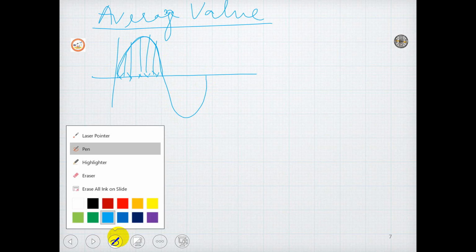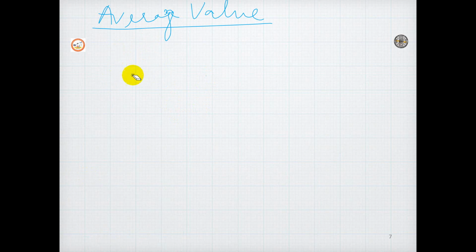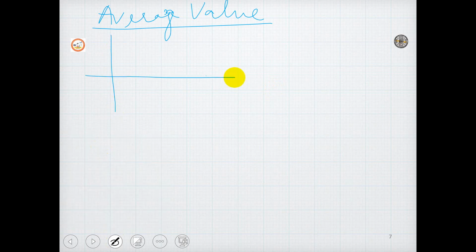For that, consider one small portion to take the average of the positive cycle. Let us take one small portion of the sine wave. To derive this average value, this is the small portion. This is d theta, a portion of this, and this distance is theta. Let us take this as a current wave. Now this is a small portion of I.